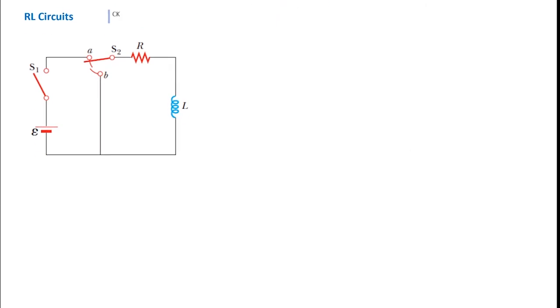So at the beginning, both of the switches are open, and then we're going to close switch one and throw switch two into the A position. So what we're going to have is the current will flow through in this direction. So in case A, this will be the direction of the current.